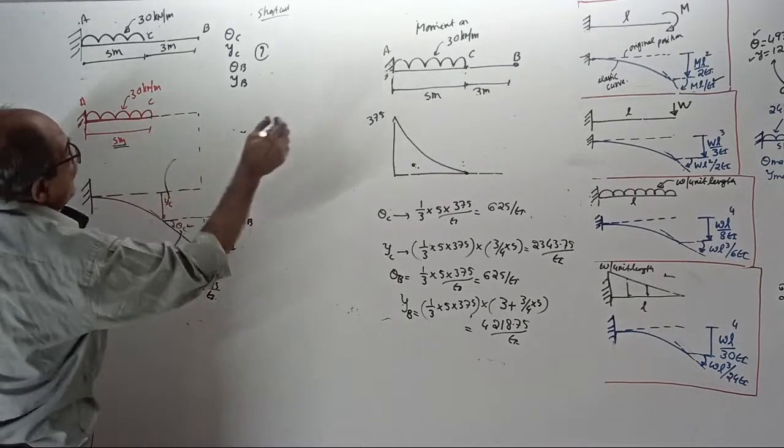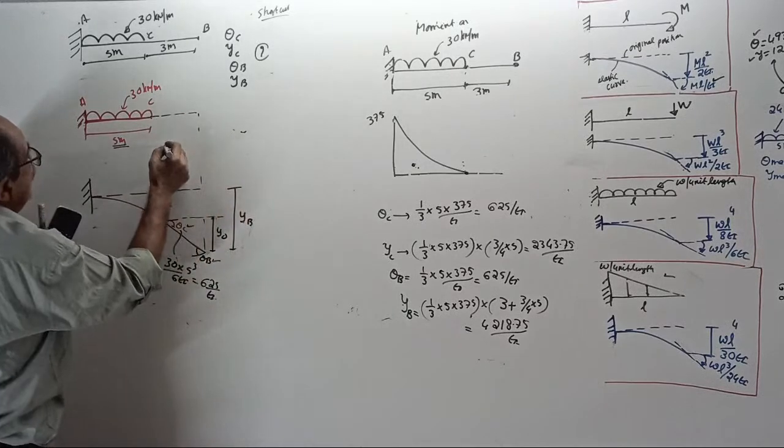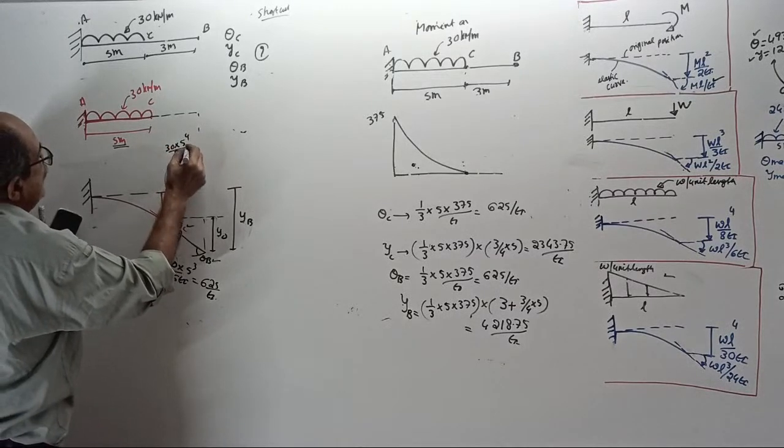Deflection at C. Deflection at the free end of a cantilever of 5 meter: WL power 4 by 8 EI. 30 into 5 power 4 by 8 EI.